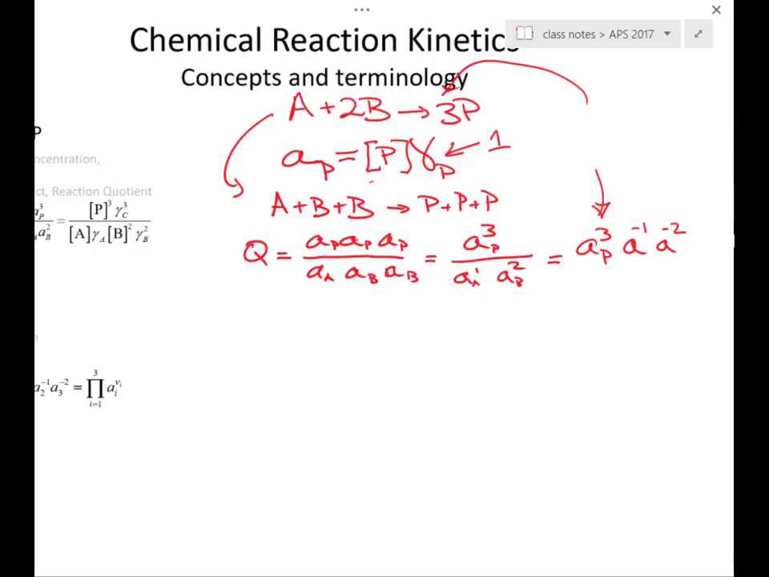Okay, so another thing that we'll want to do is develop a more compact notation, and so I'm going to write this out like this.